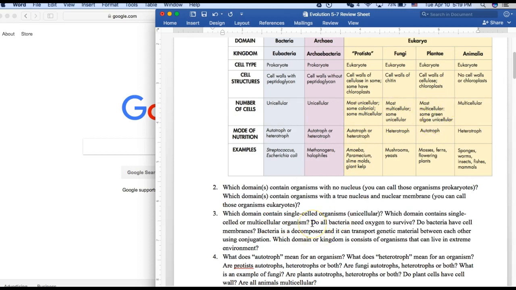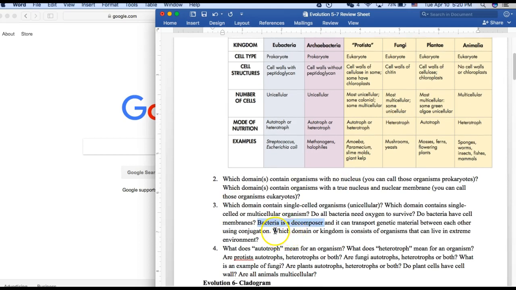And the next one is, do all bacteria need oxygen to survive? The answer is no. Some bacteria do not need oxygen. Next one, do bacteria have cell membranes? Yes, everything has cell membranes. Bacteria is a decomposer. So remember this, bacteria is a decomposer. Fungi can also be a decomposer. However, a bacteria is a prokaryote and a fungi is a eukaryote.